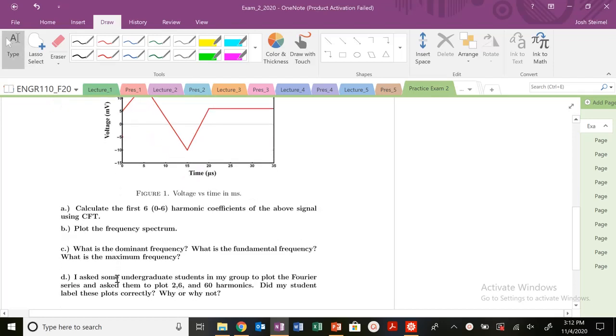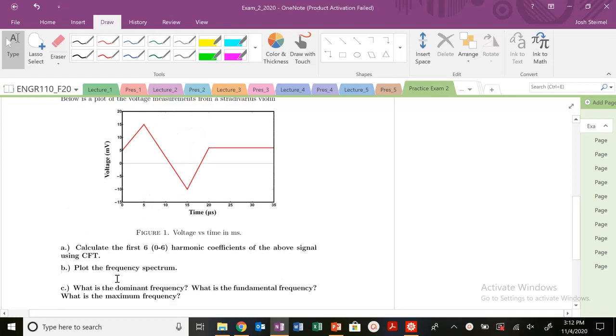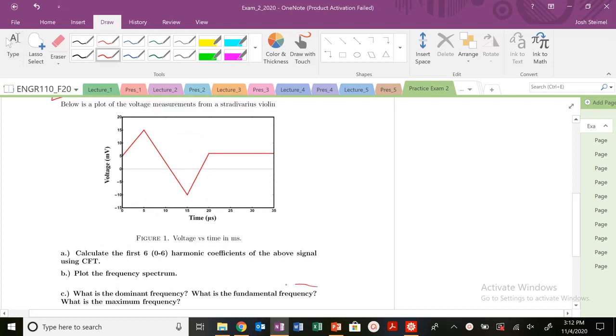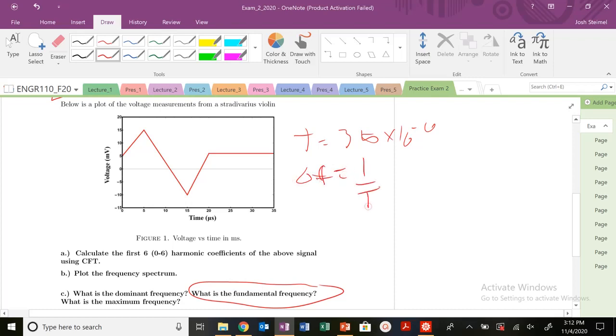What's the dominant frequency? What's the fundamental frequency? What's the maximum frequency? So we can answer some of these questions right now. This signal is aperiodic, increases, decreases, and it seems like our period T is equal to 35 times 10 to the minus 6 seconds. So thus our delta f is going to be equal to 1 over T. And let's go ahead and calculate that out right now.